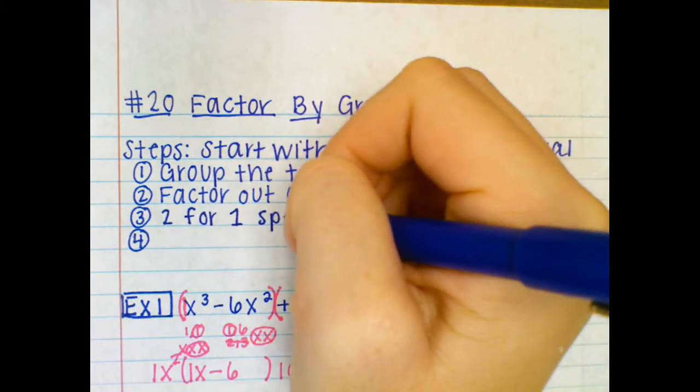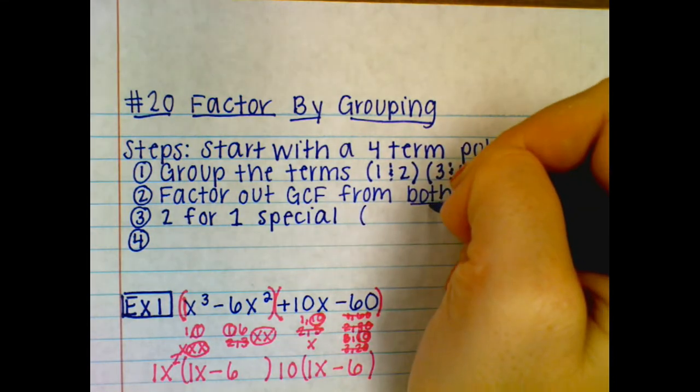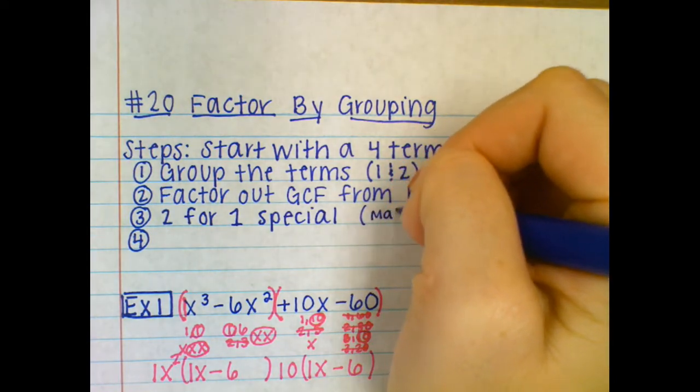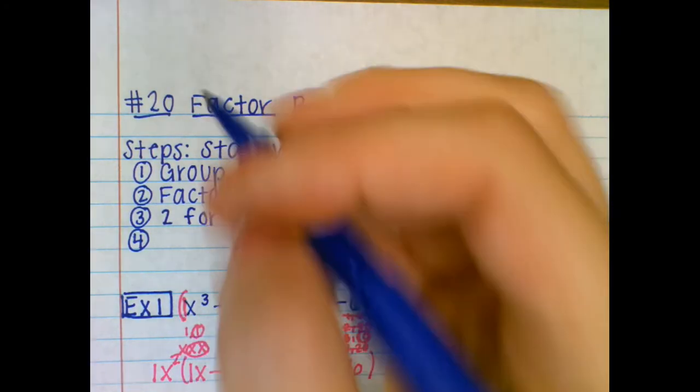If you do grouping correctly, inside of your parentheses will match. That's why I call it a 2-for-1 special, because you get 2 of them the same. Okay, so step 4 is to write your factors.